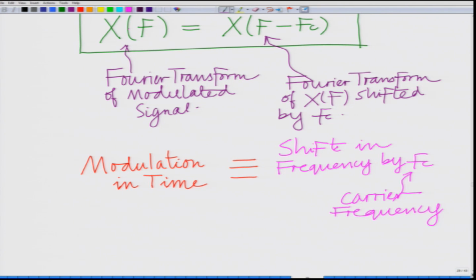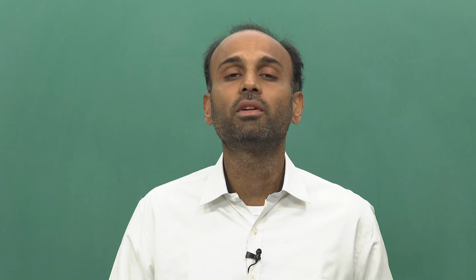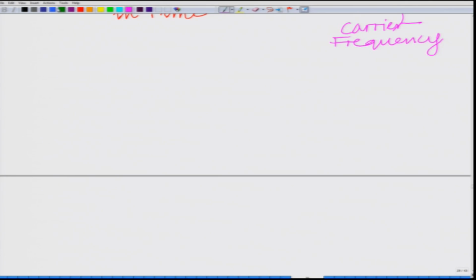If we modulate the signal in time, that can be envisioned as taking the original spectrum and shifting it in the frequency domain by f c, where f c is the carrier frequency. And this is an important principle in communication systems, as I have already said. For instance, let us take a simple example to understand this in a practical communication system.